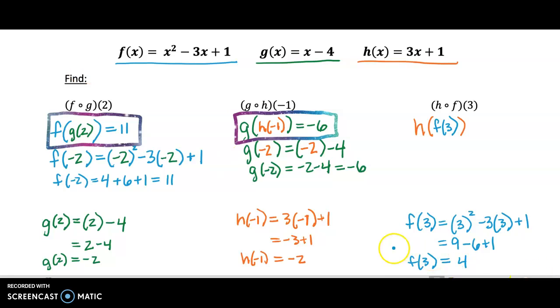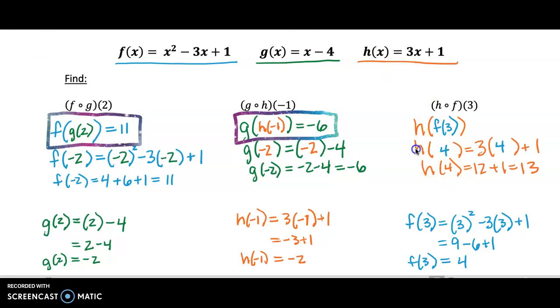Okay, did you get that f of 3 was equal to 4? I didn't get a negative 2 this time, isn't that great? F of 3 is equal to 4. So what do we do now with this 4? I'm going to see if you can tell me what the next step is. So go ahead and hit pause again and try it on your own.